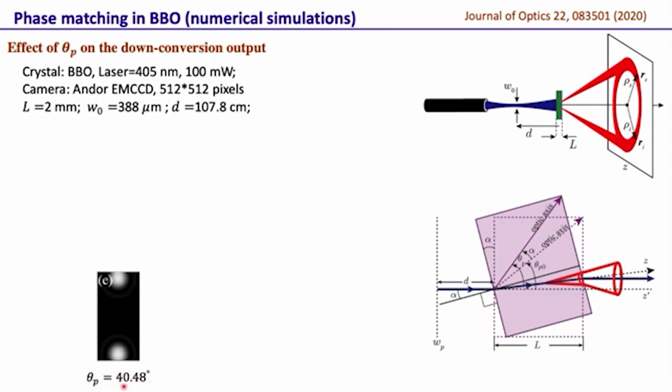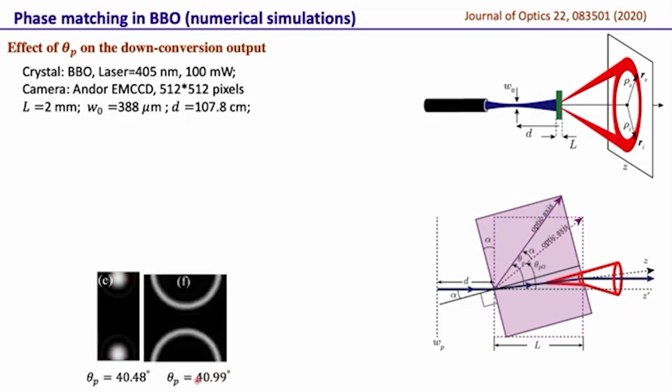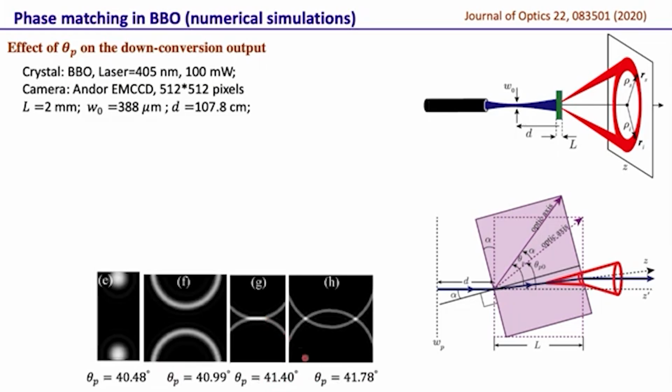It turns out that starting from 40.48, type 2 down conversion conditions can also be satisfied. In the type 2 case, instead of one blob, we get two blobs. If we increase theta p from there, the two individual blobs become rings. If we increase theta p even further, these rings start to touch each other, and going even further, they overlap. These are the type 2 phase matching conditions.